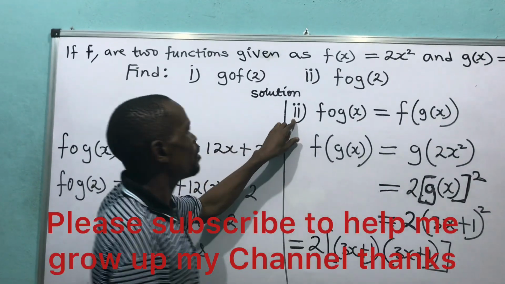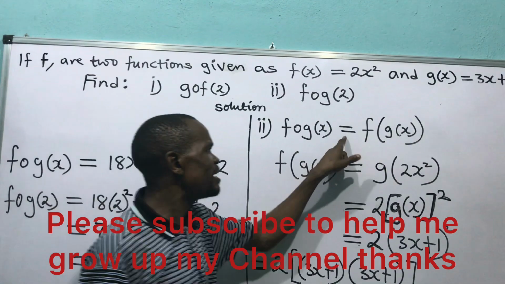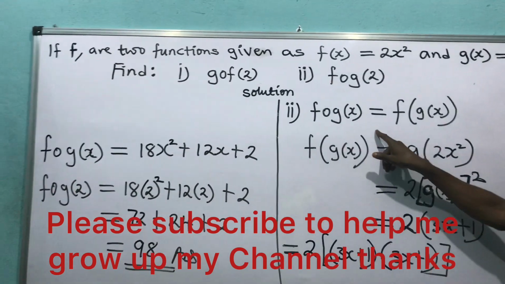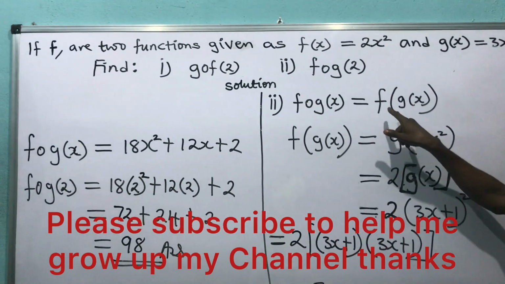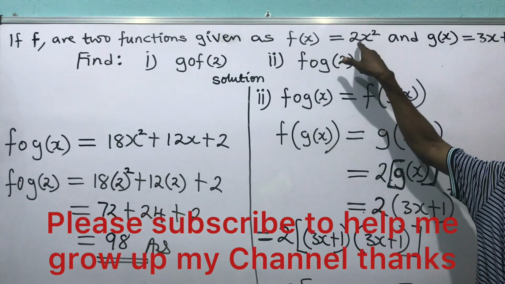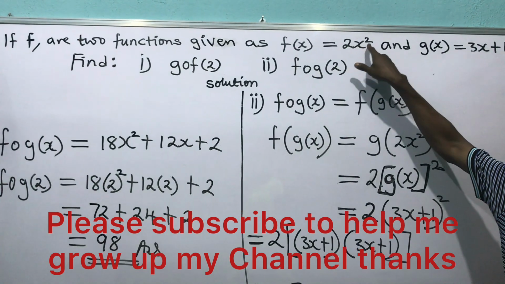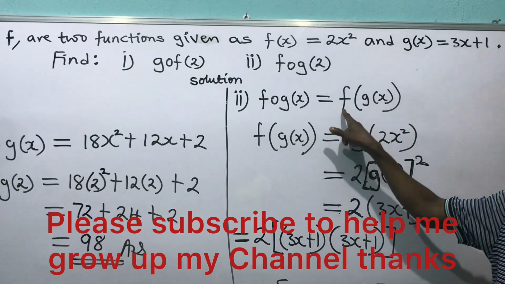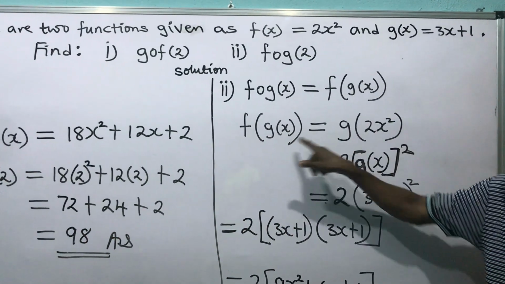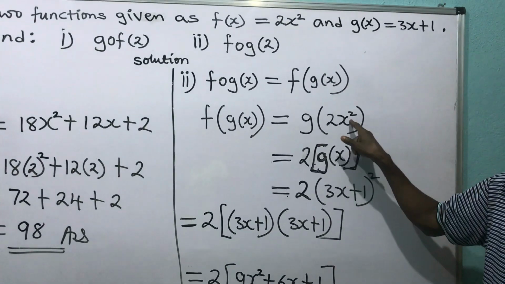Question II. I said f of gx is the same thing as f into gx. Then for me to do this, I'll first execute f. The function of f is given as fx equals 2x raised to the power 2. What does it mean? I'm going to use 2x raised to the power 2 and substitute for x here. Then f of gx is going to equal, I'm going to replace this with 2x raised to the power 2. Have you seen it? 2x raised to the power 2.